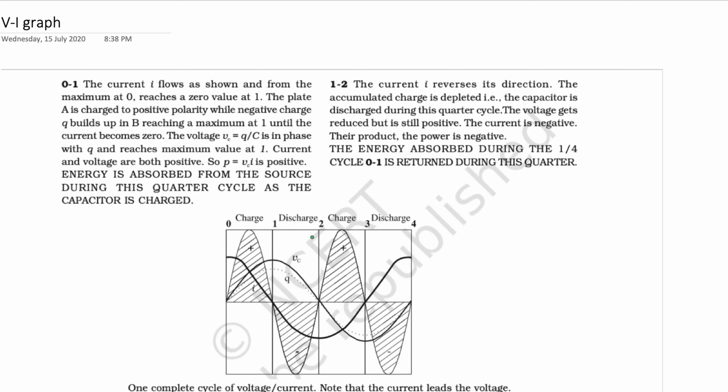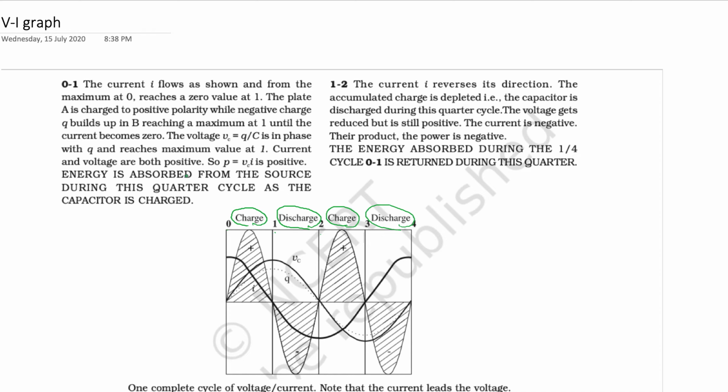So this is in the 4 quarters. Quarter number 1, 0 to 1, and then 1 to 2, 2 to 3, and then 3 to 4. The charging will take place from 0 to 1. Then discharging will take place from 1 to 2. Again charging will take place from 2 to 3, and discharging will take place from 3 to 4. So see carefully. We first concentrate on the portion 0 to 1.